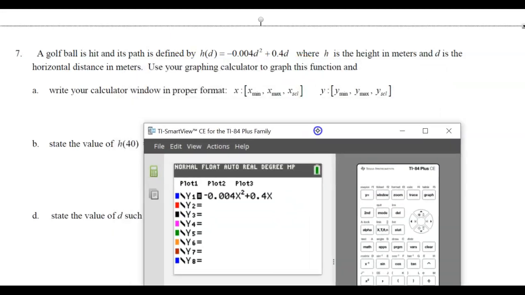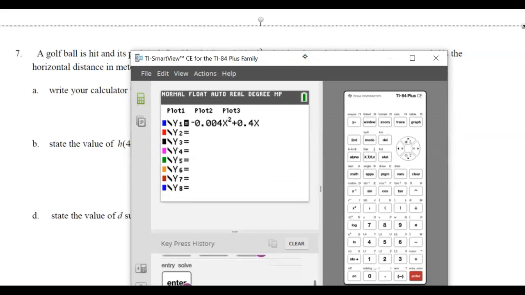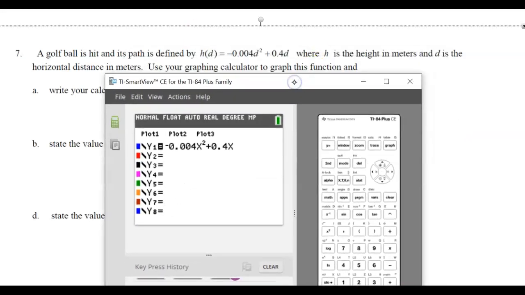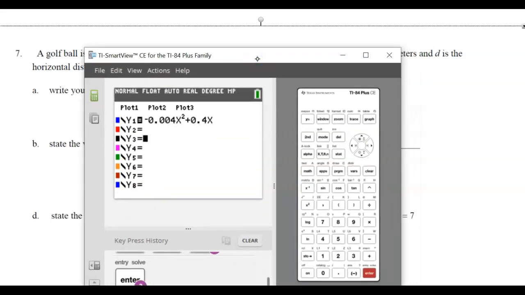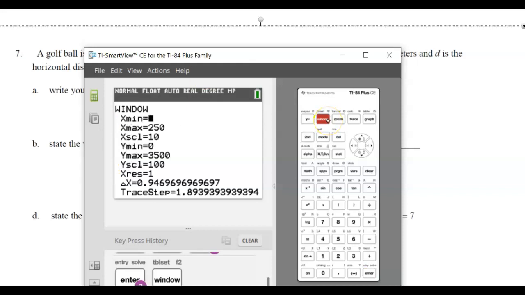And now we have to figure out a window that makes sense. All right, so it's a golf ball. First of all, are we going to have a negative height? No. And maybe I'd have a negative distance behind me if I mess up so badly that it goes backwards. But theoretically, it should go forwards. So I want both my x min and my y min to be 0. Well, they already are from my last one.